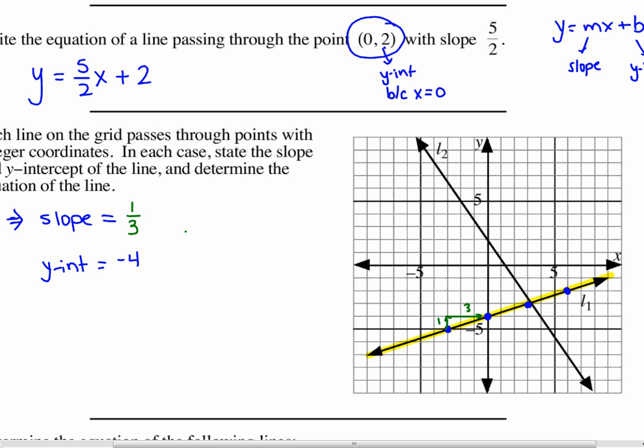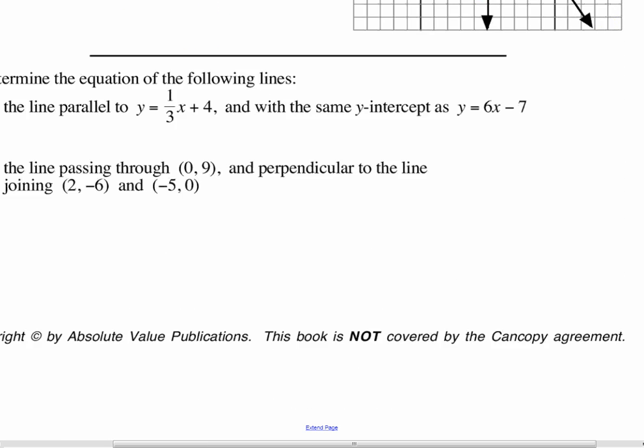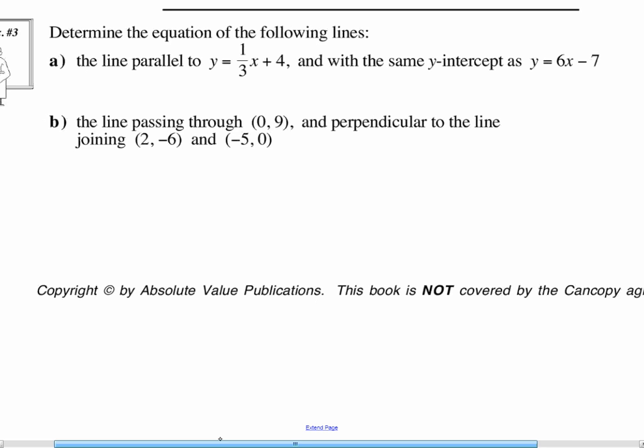So our equation, what's the equation? y = 1/3 x minus 4. Your y-intercept's the constant, and the slope is the coefficient of x. Don't forget to write x in. That happens sometimes. Okay, so let's make it a little bit more interesting.